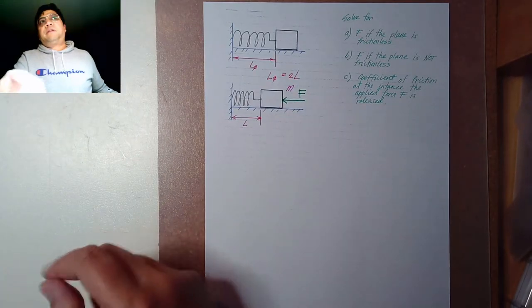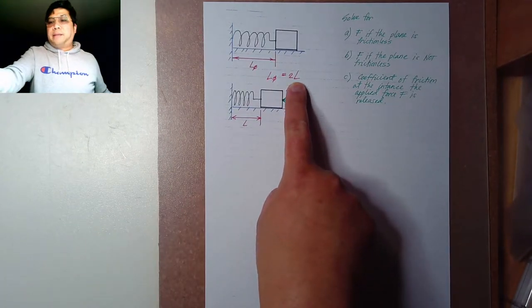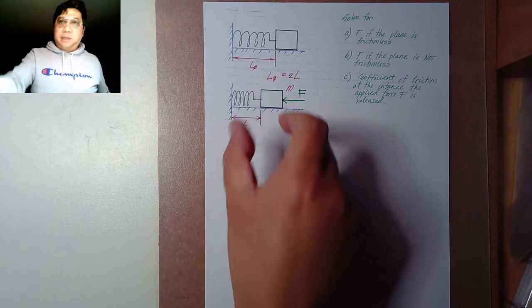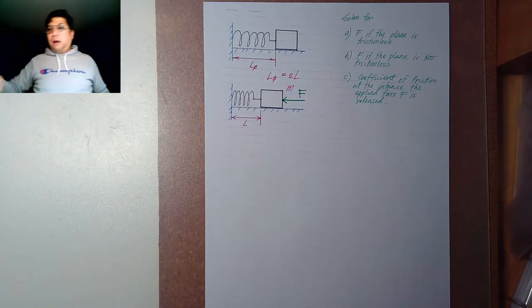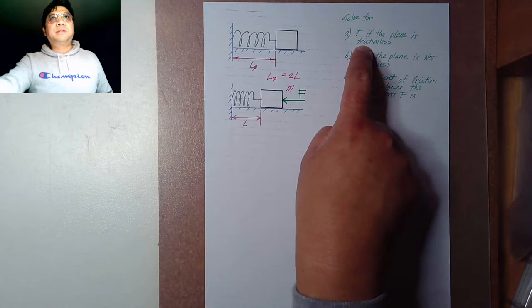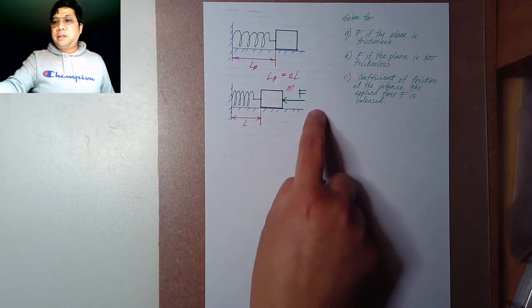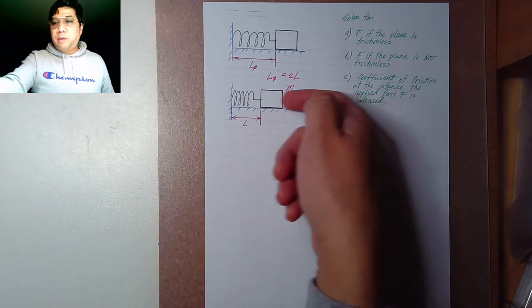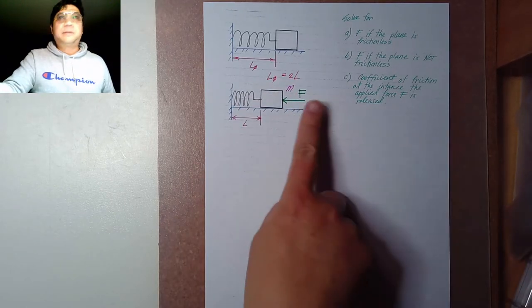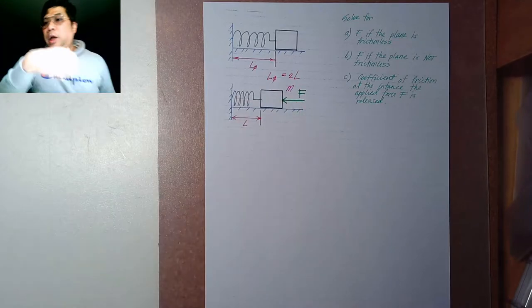If the free length is equivalent to twice the compressed length, let us solve for the following. What is the force if the plane is frictionless? What do you think is the amount of force being pushed right here, frictionless? So you're not gonna remove the force.